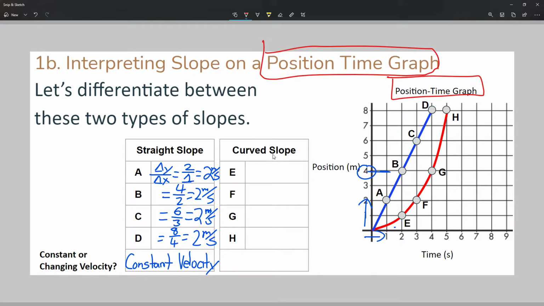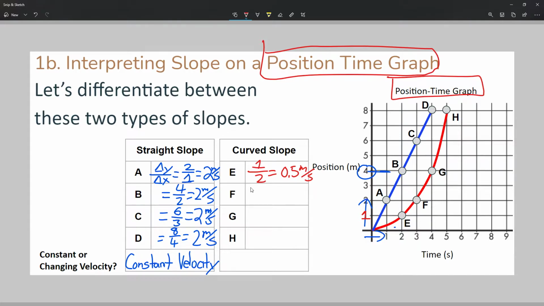Well, on the other hand, what does a curved slope tell you? Let's take a look at it here. So this is 1. For E, your change in Y is 1. Well, that doesn't really look like a 1. It's 1 over 2, which is 1/2, so that's 0.5 meters per second.